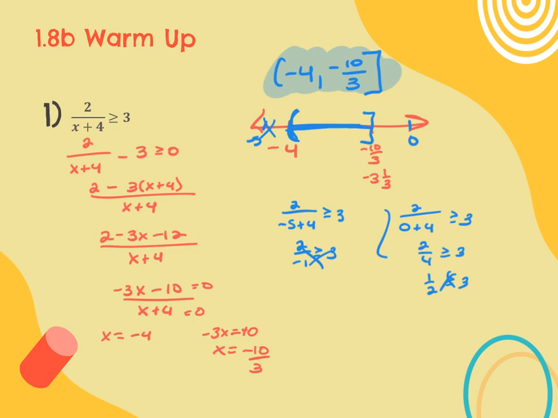And solve it, and my zeros are -4 and then -10/3. Set that up on the number line, and the in between is what worked. The -4 gets a parentheses because it would be undefined, and the -10/3 gets the bracket.